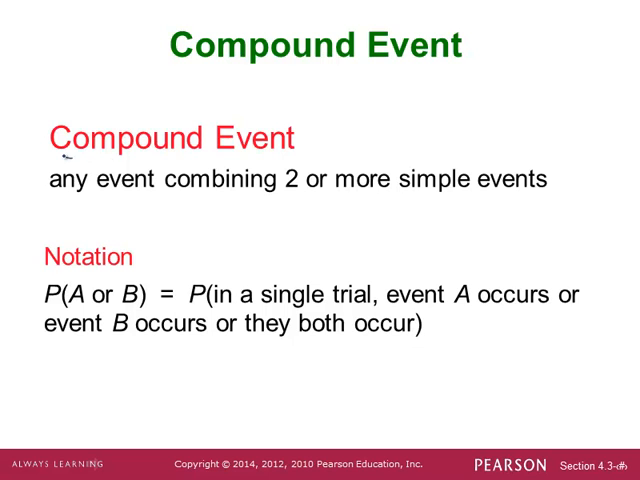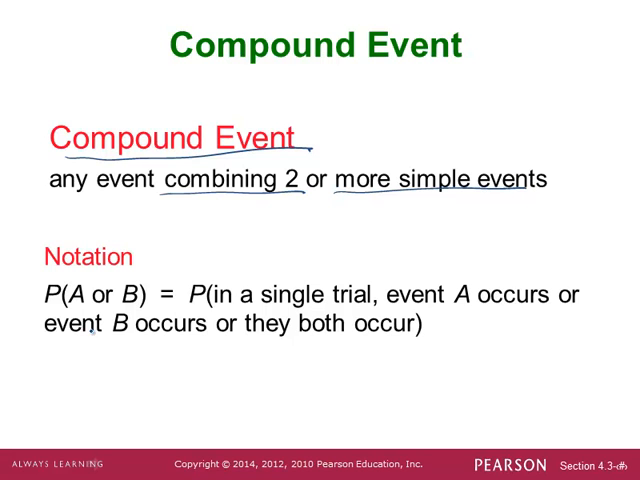Now, a compound event is an event which combines two or more simple events. So like I just told you, the event of drawing either a heart or a face card would be an example of a compound event in which you are combining two events by using some sort of operation like a union, or as you'll see in the next one, intersection, in the next lecture tomorrow.